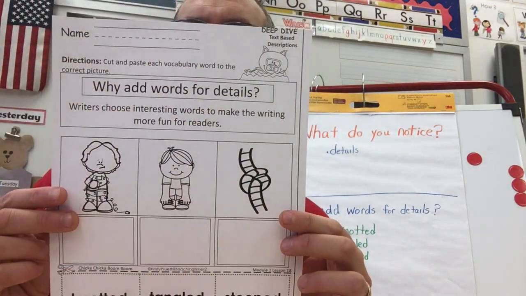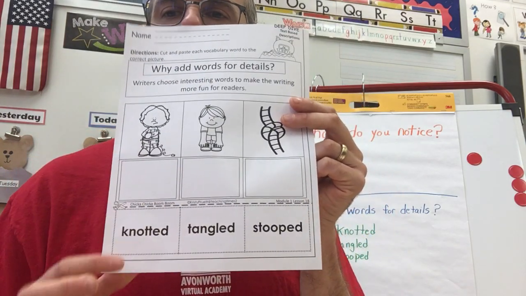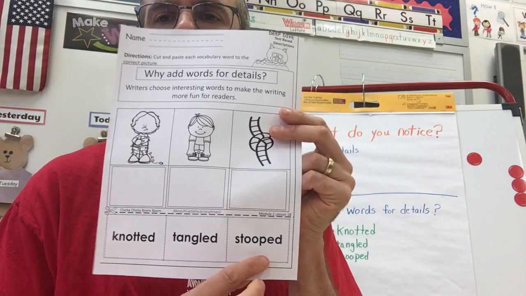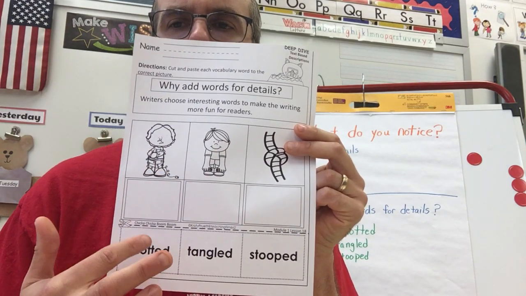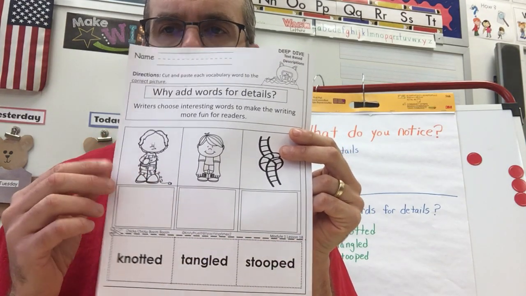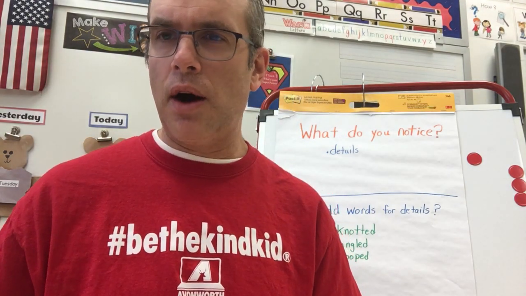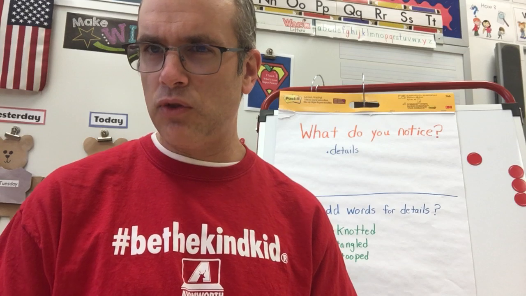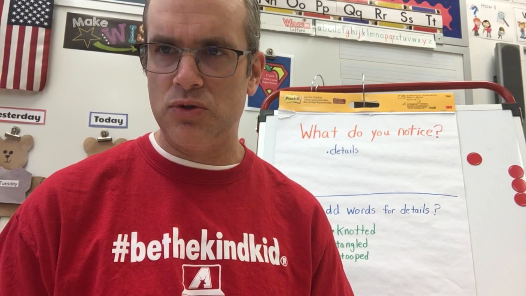And details using words. Why add words for details? These are some interesting words that the author used. Knotted, tangled, and stooped. And you want to match the words to the pictures. You can either draw a line or you could write the words in the boxes, all right? So I hope you understand a little bit better how authors and illustrators use details by using words and adding details with their pictures to make a book more interesting.